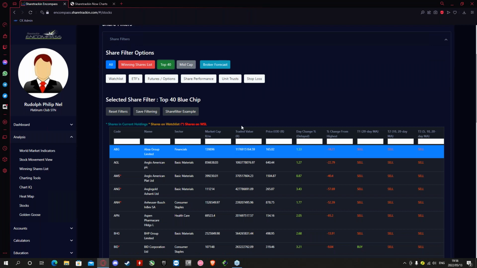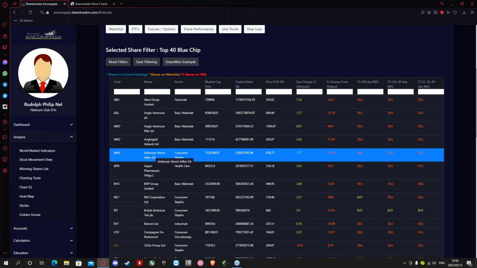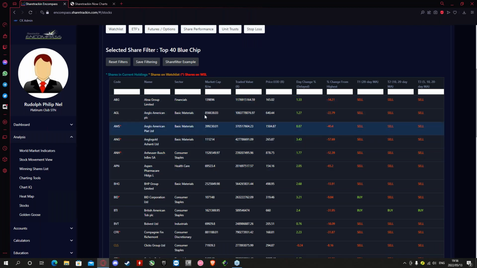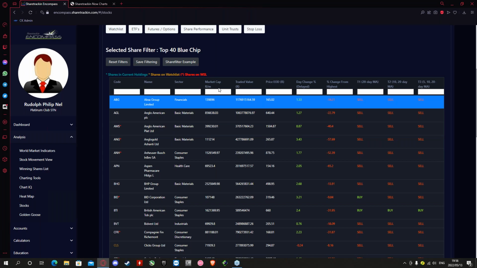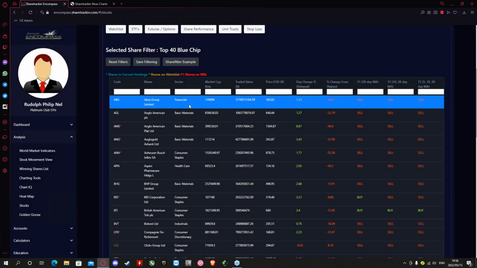So the first thing that you'll see is it will give you the code of the company, the name of the company, the sector which it's trading in, and then the market cap. The market cap is in millions. So if you're looking at the first one, ABG, for instance, that is 13 million, 13 million rand worth of shares, which is its current market cap.